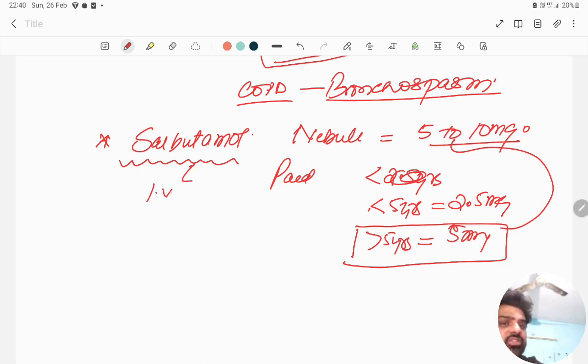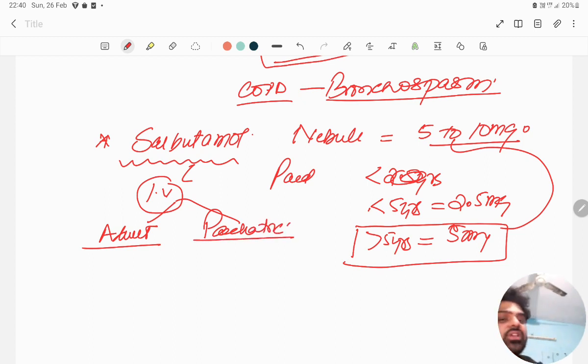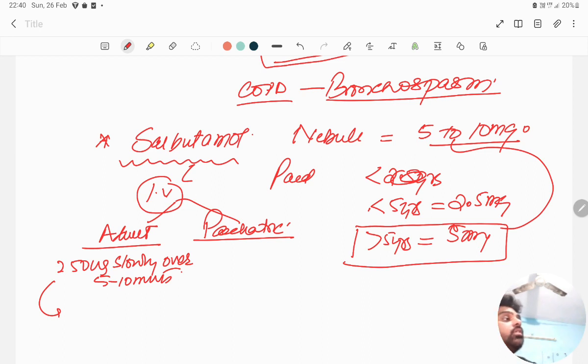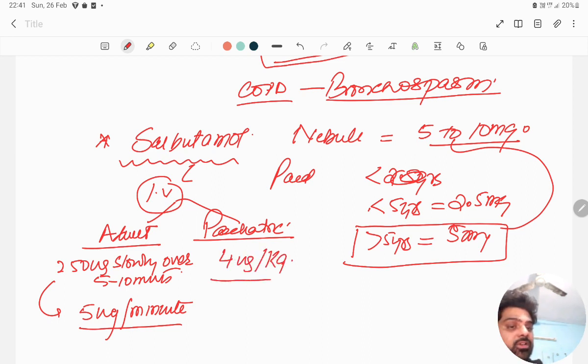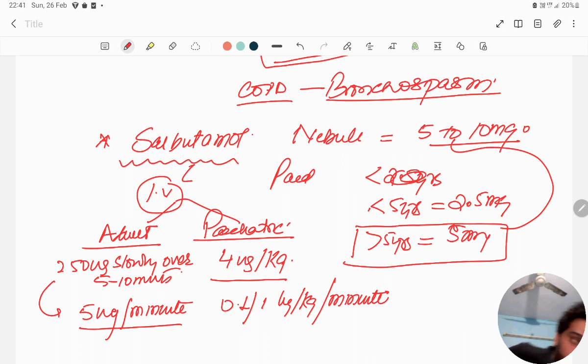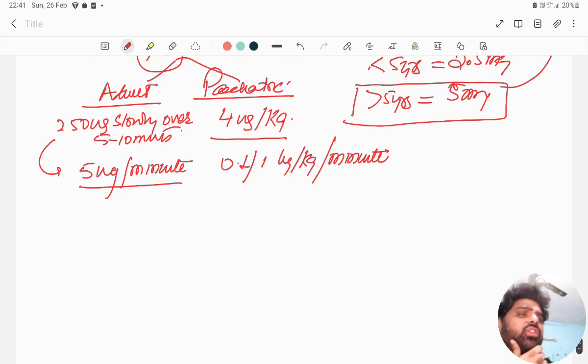Also, you can use IV, that is parenteral. In case of adult or in case of pediatric population, what is the dose? This is a very important point, because if salbutamol nebulization is not working, you can use IV. In adults, the dose is 250 micrograms slowly over 5 to 10 minutes. And then we can also give an infusion dose, that is 5 microgram per minute. In pediatric, the loading dose is 4 microgram per kg and the maintenance dose is 0.1 to 1 microgram per kg per minute. So what is the nebulizing dose of salbutamol, and what is the IV dose of salbutamol?